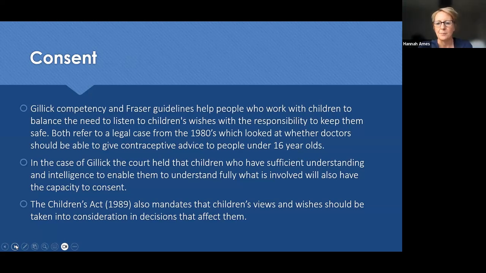So you can get consent from your child for your procedures, and you should do that. And as long as you feel that they can understand sufficiently enough what the procedure involves and what you're going to do. But you should also seek consent from your parents or carer as well within that situation. So just a couple of things to look up and be aware of around consent in children. And it's also within the Children's Act in the UK, so this is legislation, law, that children's wishes and views should always be taken into consideration for any decisions that affect them.